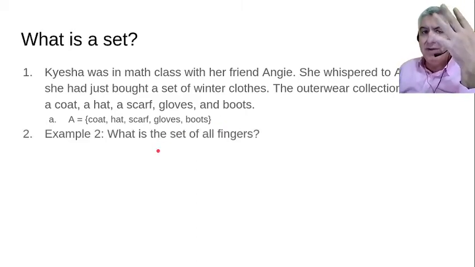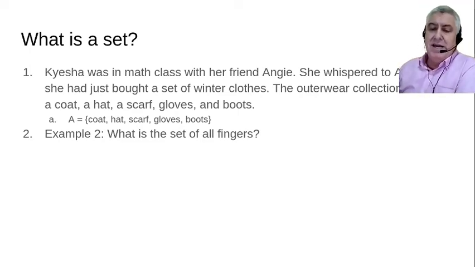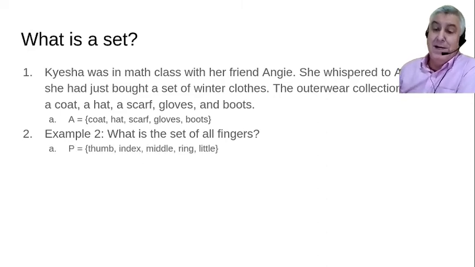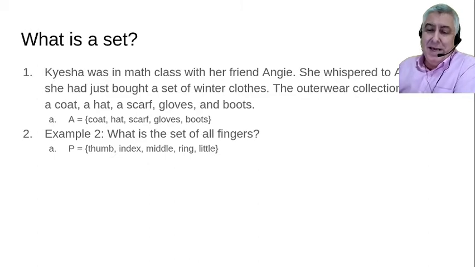My next example, what is the set of all fingers? So here are my fingers. And what are my fingers? Thumb, index, middle, ring, and pinky. So when I write that out, I write out P, capital P, equals open brace, thumb, index, middle, ring, little, close.